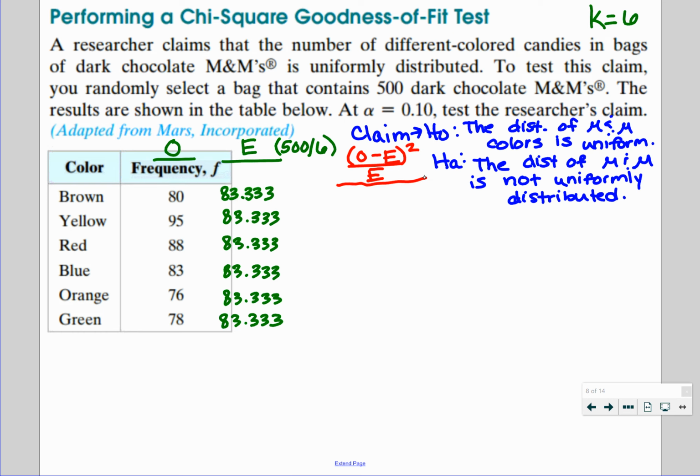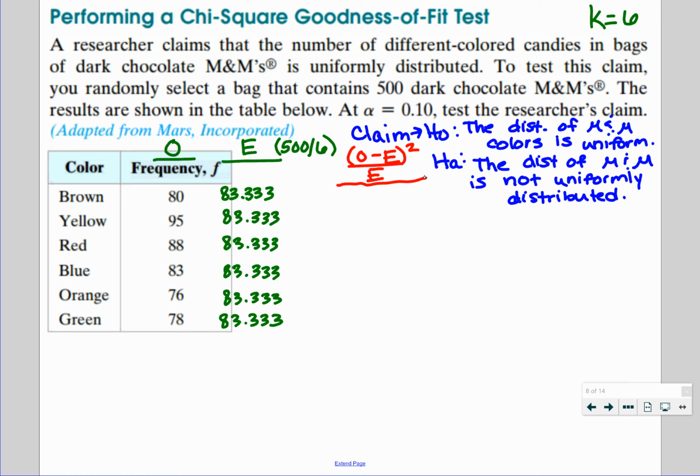Okay, so now to get to that, if you wanted to do separate columns, we would have to do O minus E, get a value. O minus E squared, get a value. And then divide by E and get a value. I don't love doing all those columns because it's a lot of rounding and writing, and I could just do it all on my calculator anyway. And we have our graphing calculators, so we might as well use them.